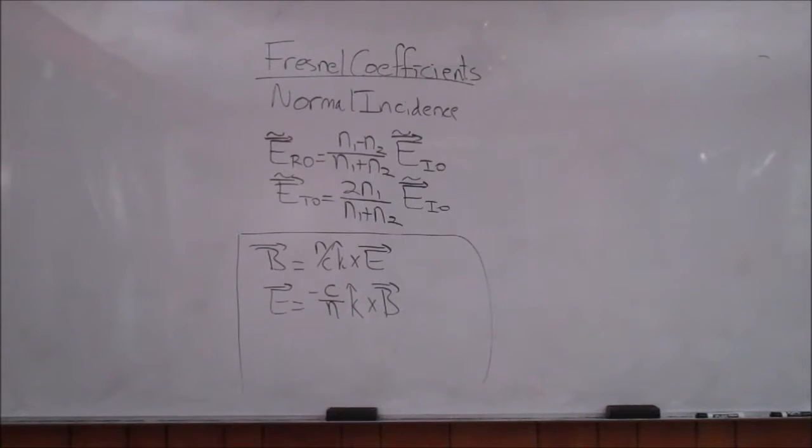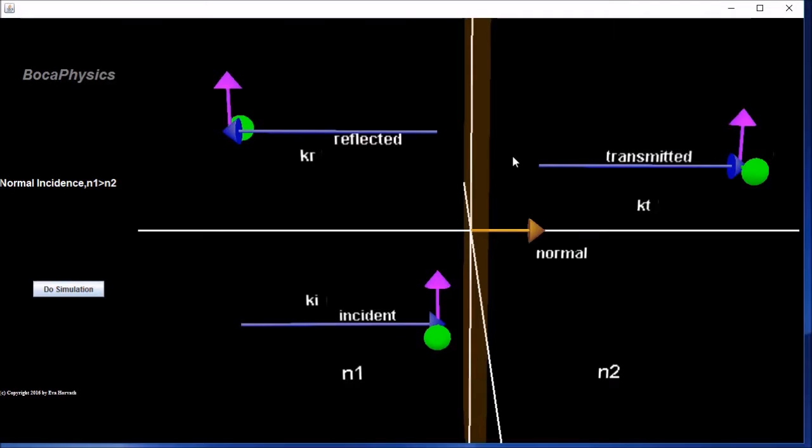The Fresnel coefficients for normal incidence are, for the reflected wave, n1 minus n2 over n1 plus n2, and for the transmitted wave, 2n1 over n1 plus n2. Once the electric field is determined, the magnetic field can be found from the following relation: B equals n over c times the cross product of the direction of the wave vector and the electric field. Conversely, the electric field can be found from E equals minus c over n times the cross product of the wave vector direction and the magnetic field.